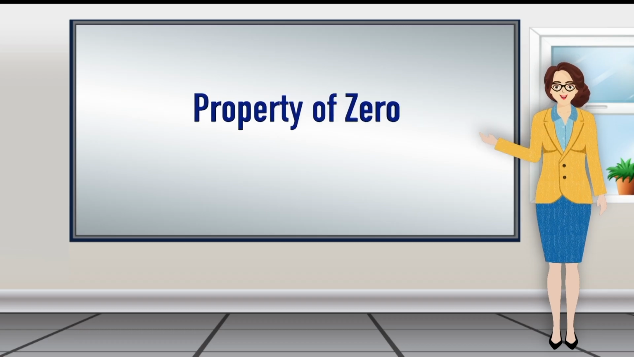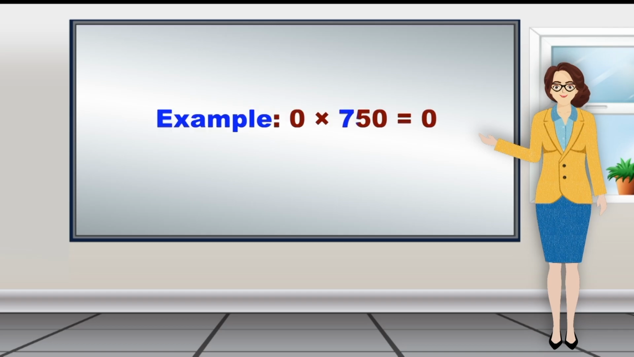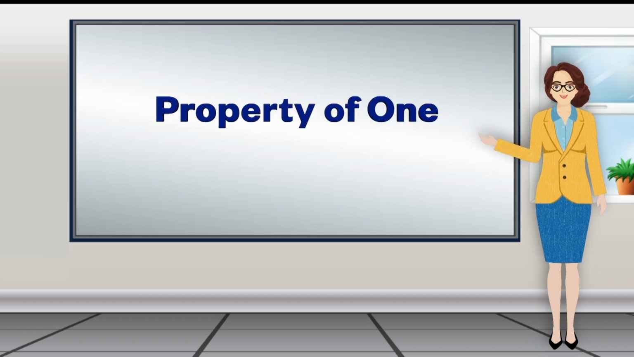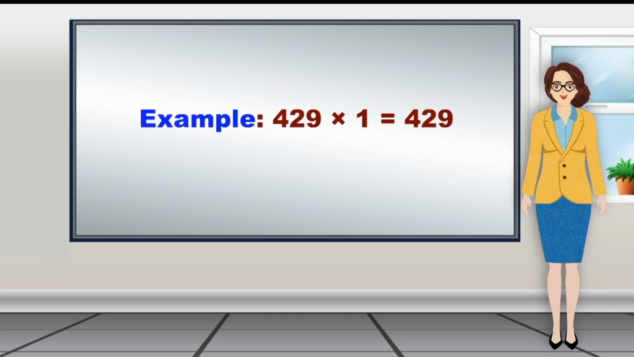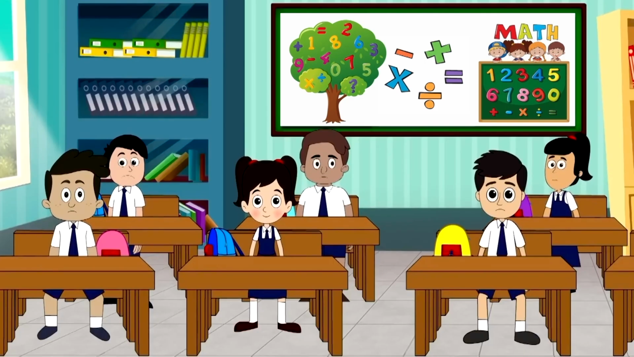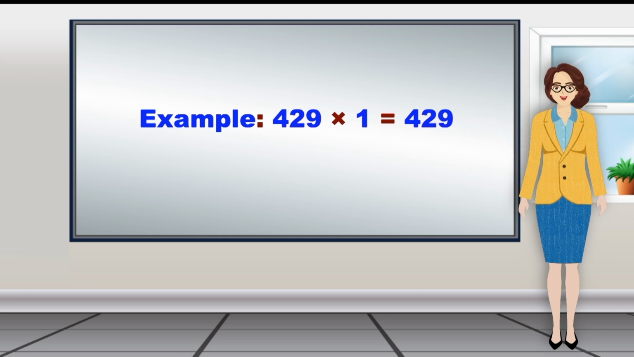Property of 0. When we multiply a number by 0, the product is always a 0. Example, 0 multiplied by 750 equal 0, means 0 को किसी भी नंबर से मल्टीप्लाई करने पर 0 ही as a product मिलता है. Property of 1. When a number is multiplied by 1, it gives the number itself. Example, 429 multiplied by 1 equal 429. तो समझे students? 1 को किसी भी नंबर से मल्टीप्लाई करने पर सेम नंबर ही as a product रिसीव होता है.